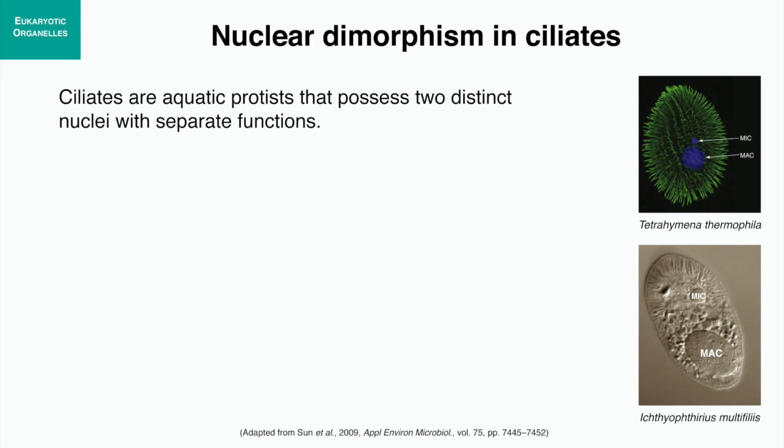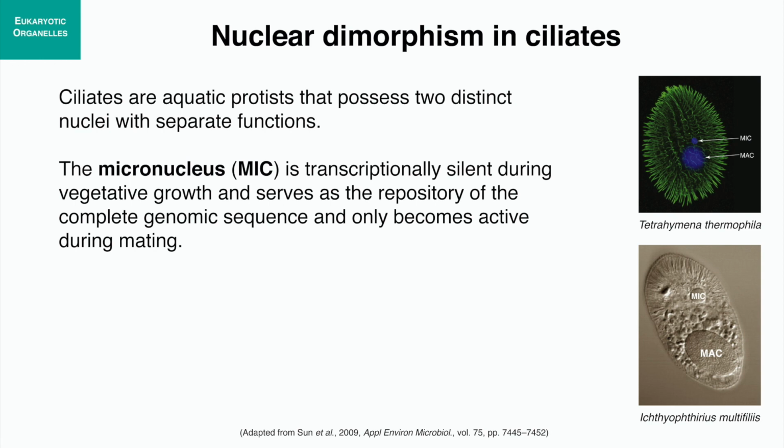Ciliates are aquatic protists that possess two distinct nuclei with separate functions. The micronucleus is transcriptionally silent during vegetative growth and serves as the repository of the complete genomic sequence and only becomes active during mating.